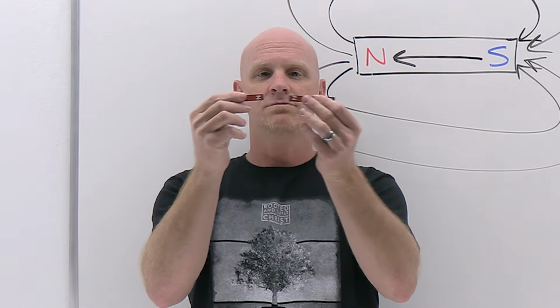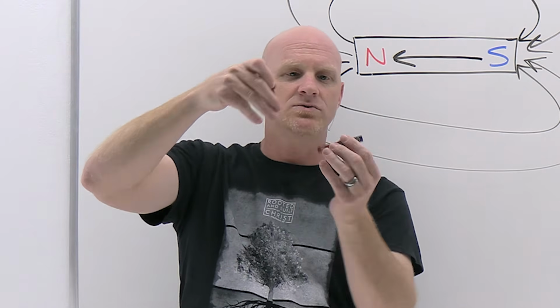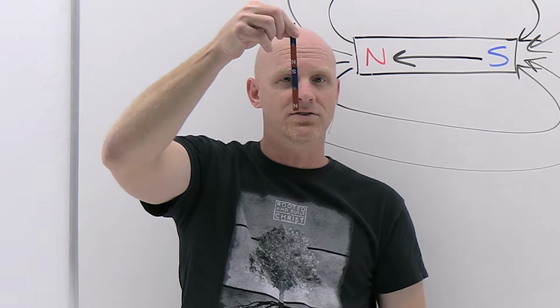So if I try to line up north pole with north pole, there's a repulsion here. They do not want to stick whatsoever. Same thing with south pole and south pole. But if I line up north to south, they stick.